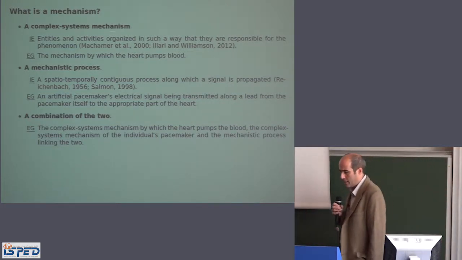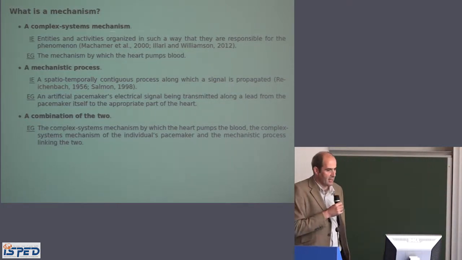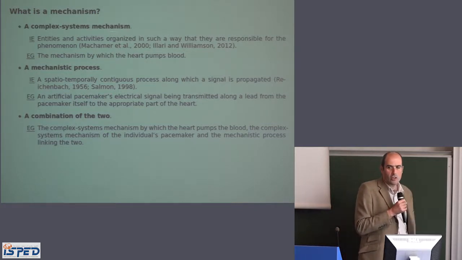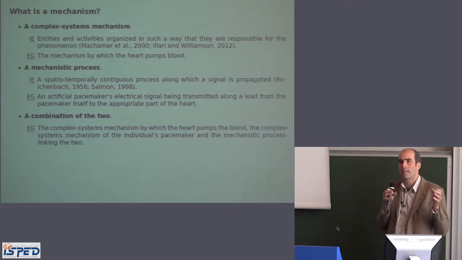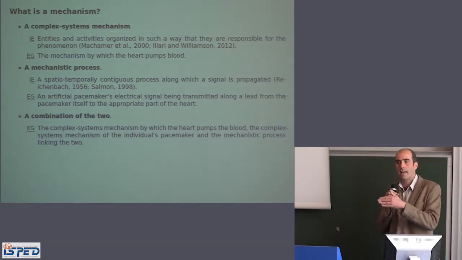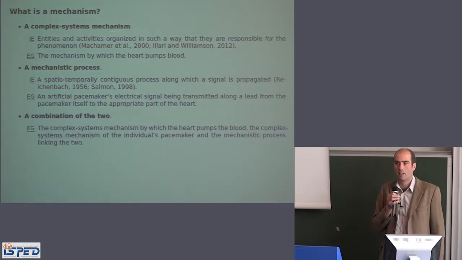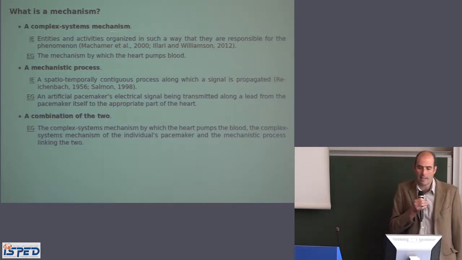Another kind of mechanism is a spatiotemporal process along which you can propagate signals. So here you can think of a mechanism linking an artificial pacemaker, the process that links the pacemaker to the heart. You have a cable basically, and that propagates a signal from the pacemaker to the heart. And that can be thought of as a mechanistic process.